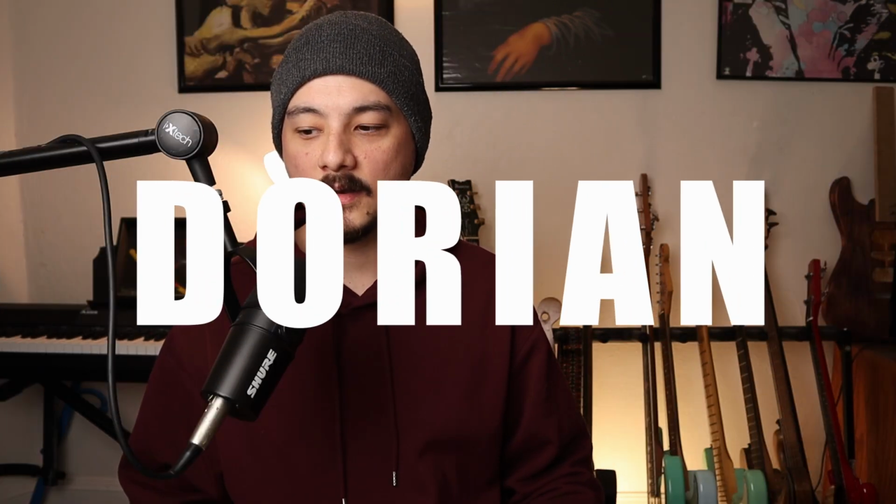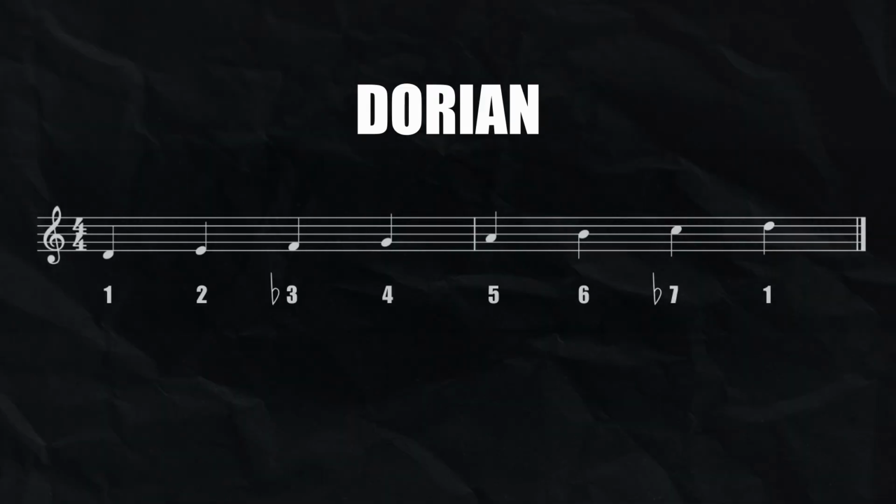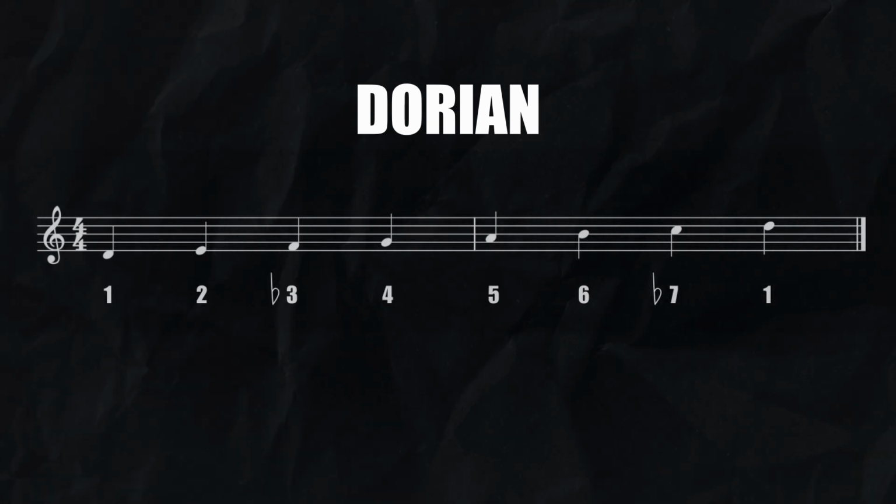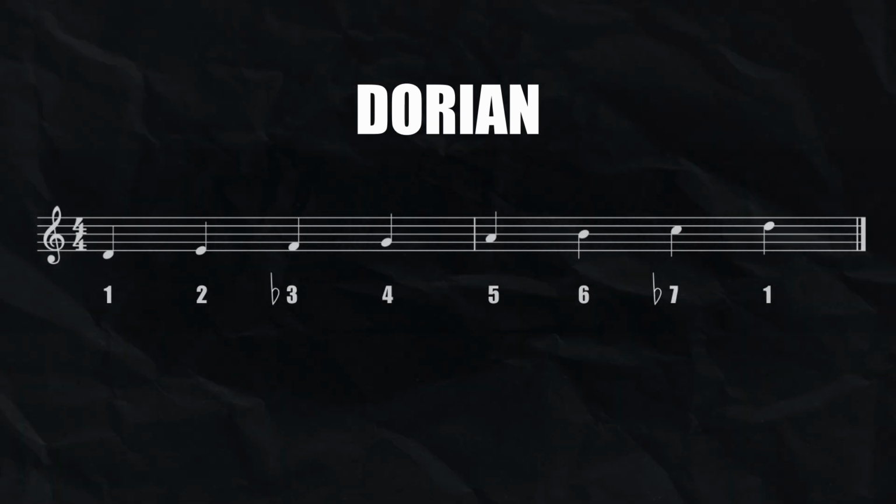If we start on the second note of the major scale and play up to the second note an octave up, we get what's called Dorian. If we start from the root of D now, our formula is 1, 2, flat 3, 4, 5, 6, flat 7.